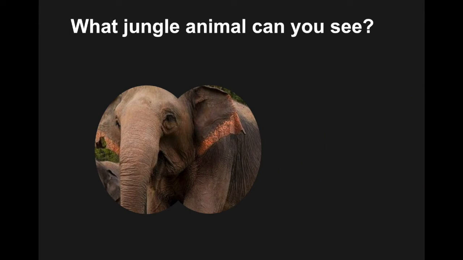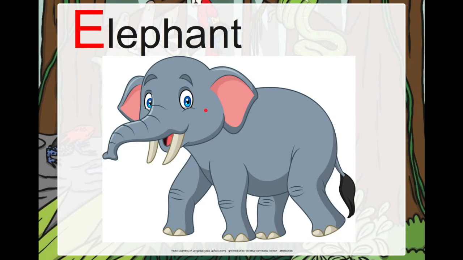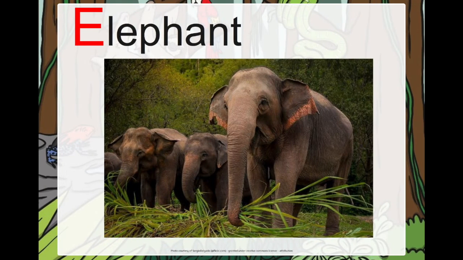Oh, what animal is this? It's an elephant. Yes, can you name this part of the elephant? Yes, it's a trunk. And what about this? It's the elephant ears. Very good. So an elephant starts with an E. Elephant. Very good. And when an elephant walks, it stomps with its feet. Stomp, stomp, stomp, stomp. And this is how it looks like in real life. They're very big animals.